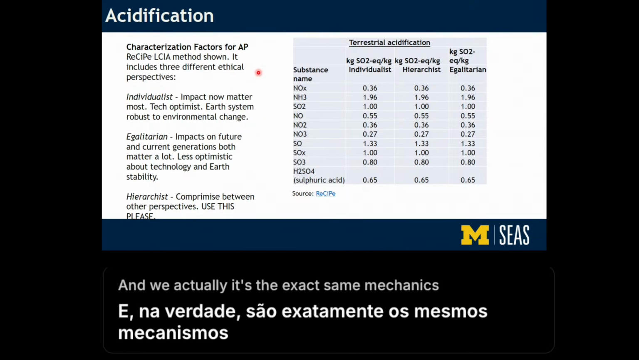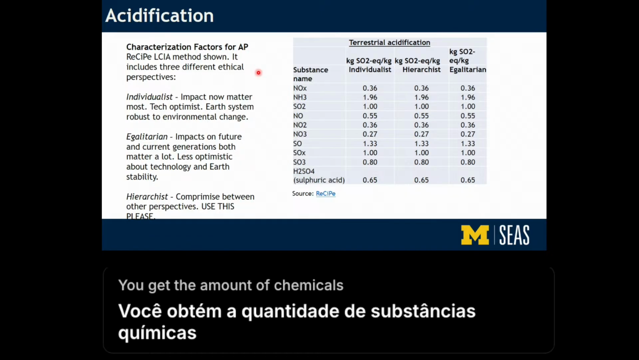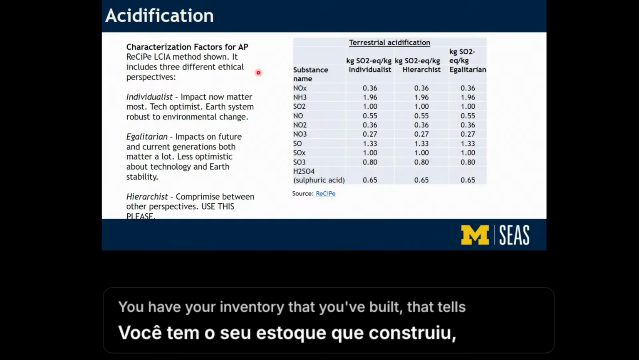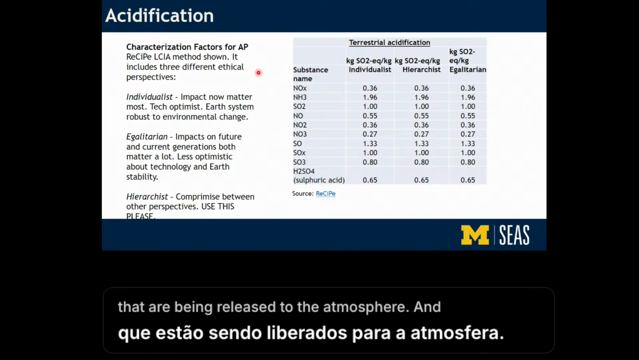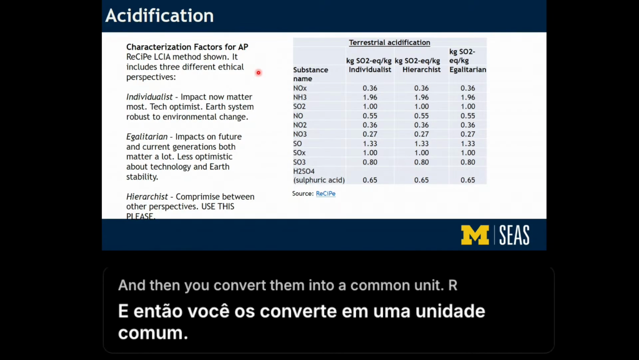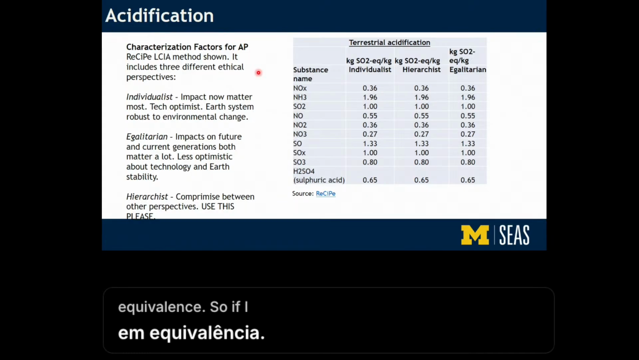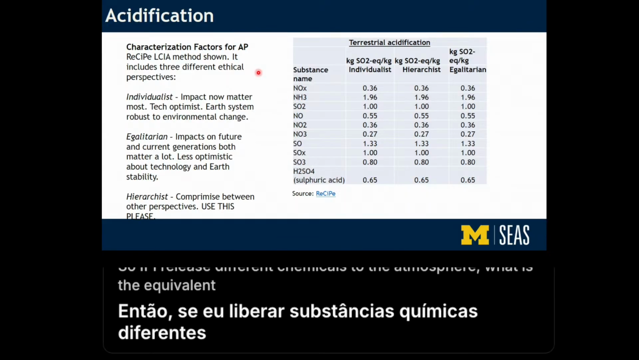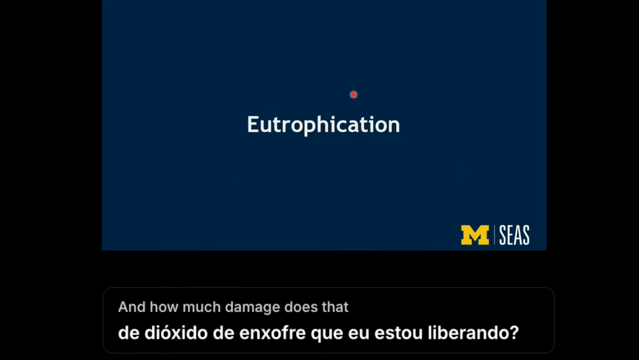You get the amount of chemicals that are being released in your inventory, right? You have your inventory that you've built that tells you all of the different acids that are being released to the atmosphere, and then you convert them into a common unit, right? In this case, it is sulfur dioxide equivalents. So if I release different chemicals to the atmosphere, what is the equivalent amount of sulfur dioxide that I'm releasing, and how much damage does that cause? So exact same thing. You're multiplying one number by another.